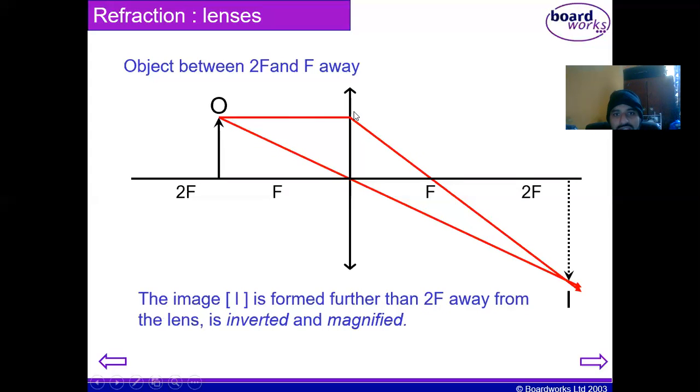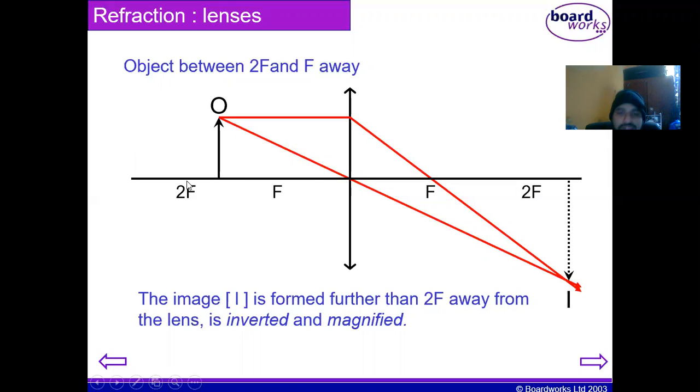You have your ray of light coming straight and being bent. You have the other one going through the center. Remember, we only need 2 rays of light to talk about this. And what happens is it actually ends up beyond 2f. So the image is formed further than 2f on the other side. So you're coming here closer than 2f, and on the other side, it gets further than 2f.